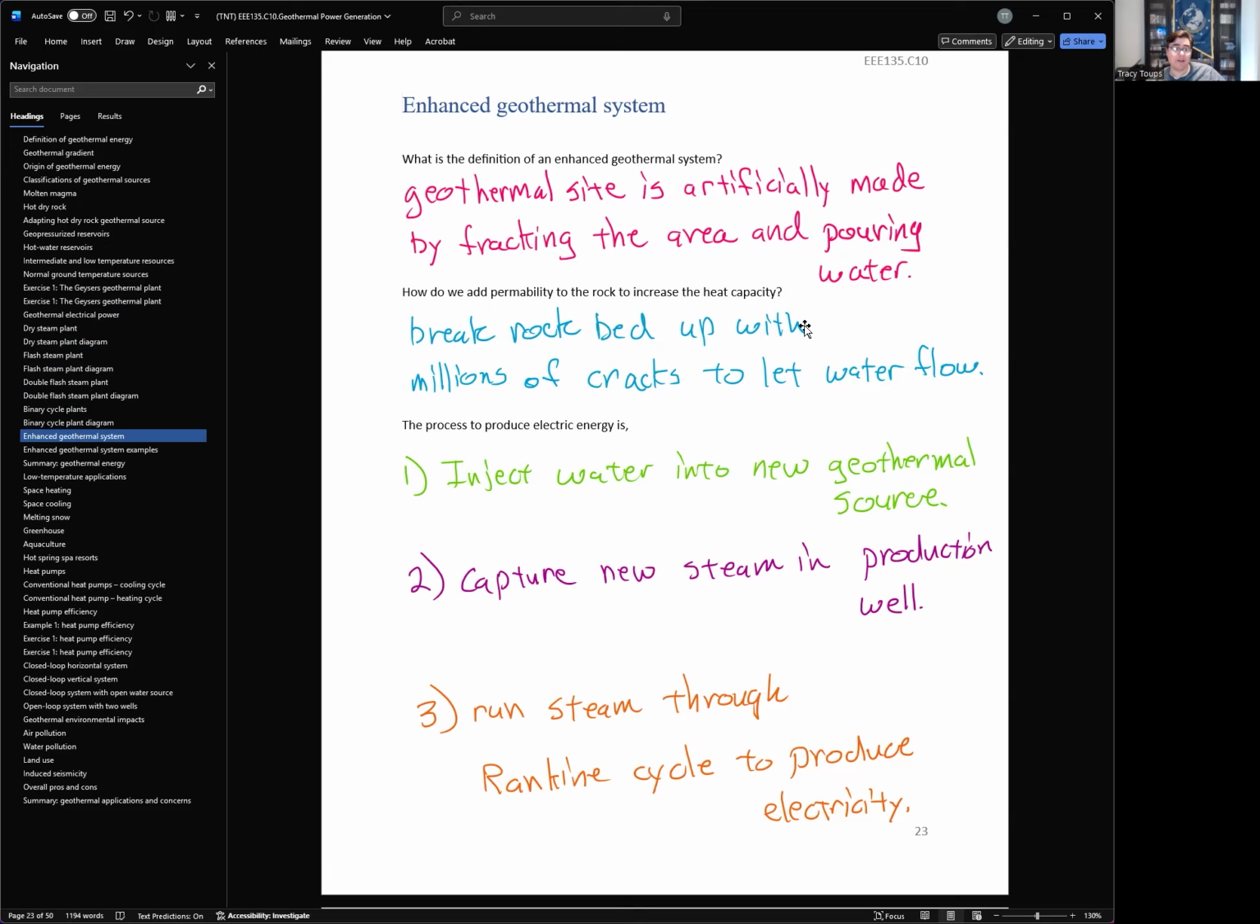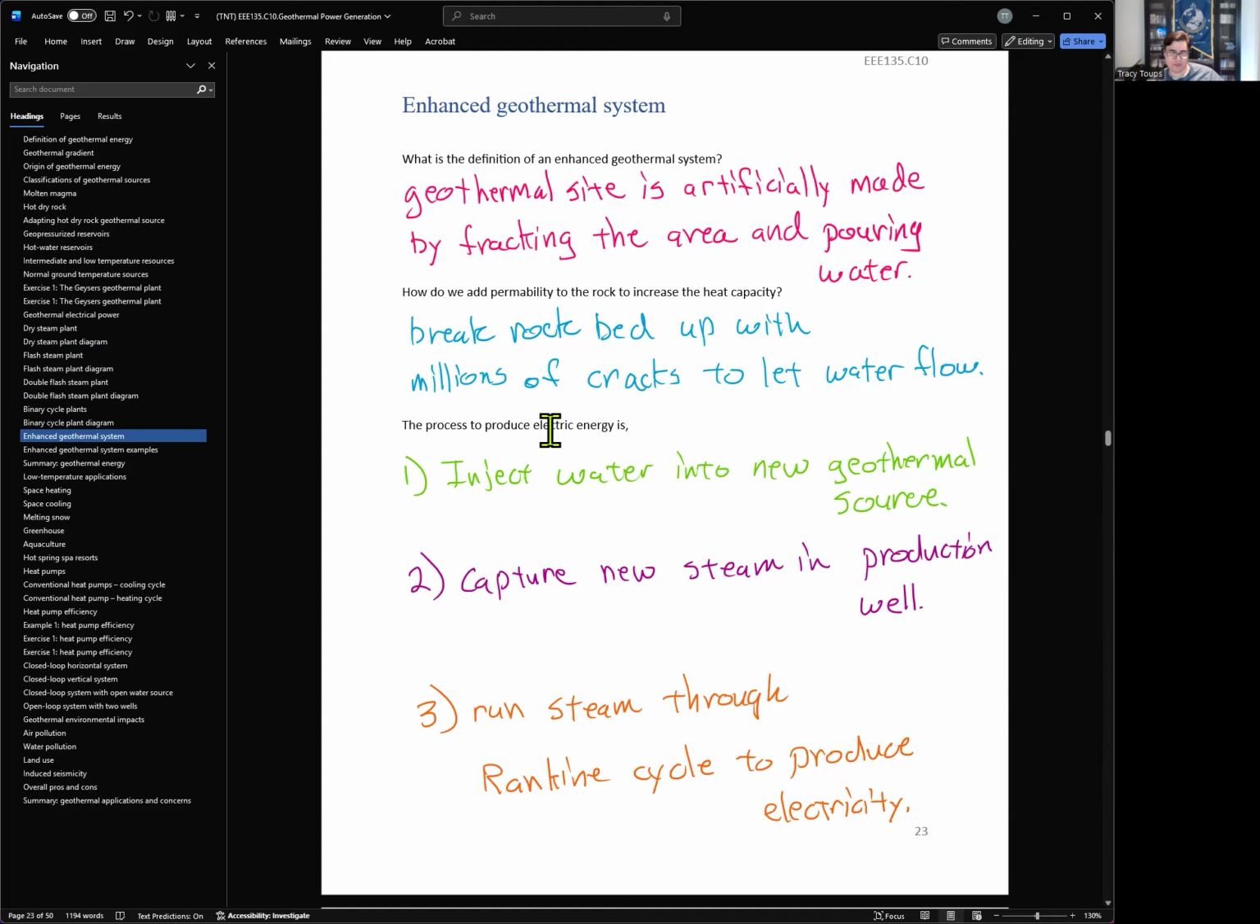We basically go in, we start drilling down, we start fracking the whole area, make those cracks, and we're pouring a bunch of water in, and now we have a geothermal source. Okay. So how do we add permeability to rocks to increase the heat capacity? You break the rock bed up into millions of cracks to let the water flow. Okay. And once the water flows, we can put a plant on top, and we're in business.